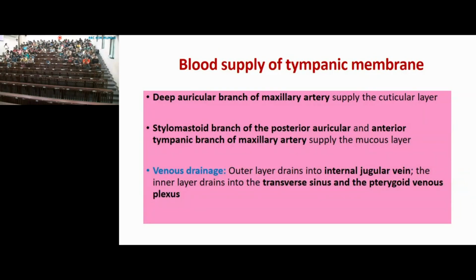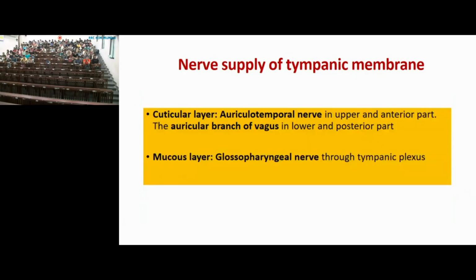Which branches supply the middle ear cavity? If you remember the maxillary artery, the first part of the maxillary artery gives the deep auricular artery and anterior tympanic artery. Along with these 2 branches of the maxillary artery, there is the stylomastoid branch coming from the posterior auricular artery. In venous drainage, the outer layer, which is equivalent to skin, drains into the external jugular vein because of the posterior auricular, and the inner layer drains into the transverse sinus and the pterygoid venous plexus. So the venous drainage follows the proximity of veins or venous plexuses.